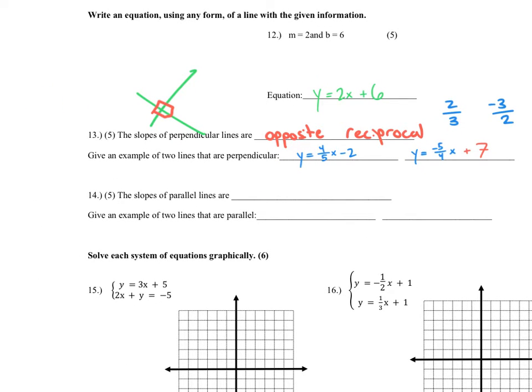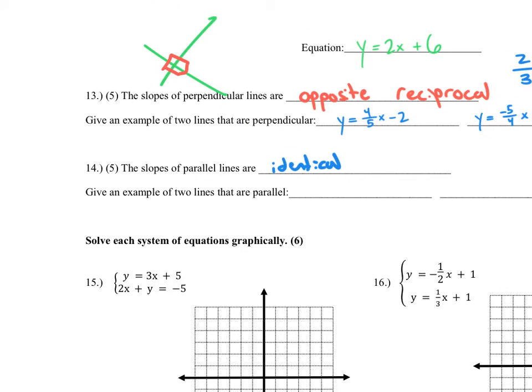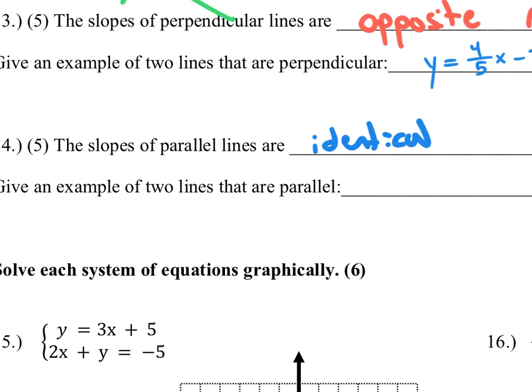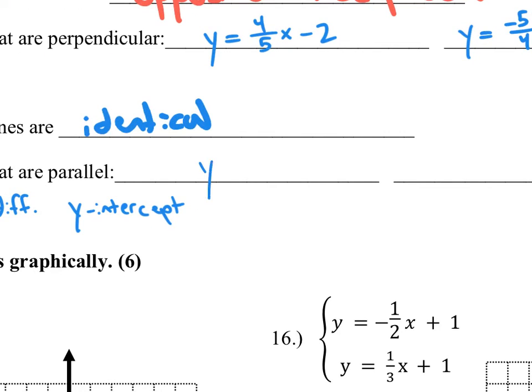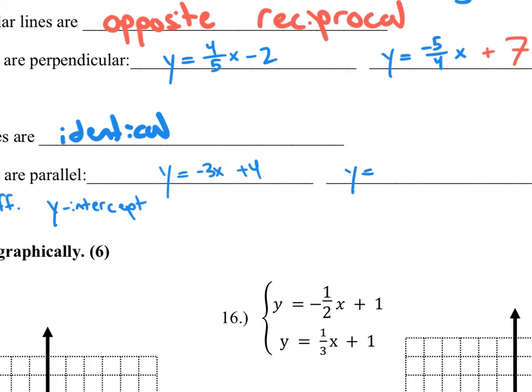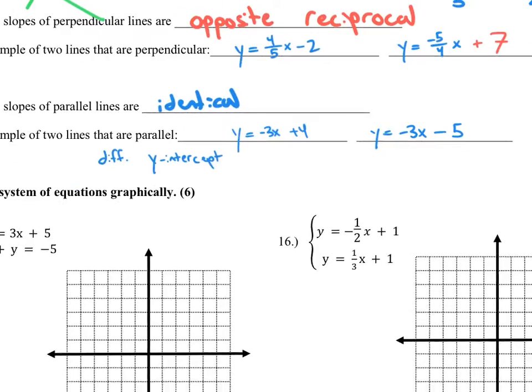The slopes of parallel lines are identical. Now, in order for two lines to be parallel, they must have the identical slope, but they must also have a different y-intercept, because if they have the same slope and the same y-intercept, those two lines will be stacked on top of each other. So let's do y is equal to negative 3x plus 4. That means this other equation must also be negative 3x, and then plus or minus anything that's not a positive 4. So I'll just do a minus 5 for mine.